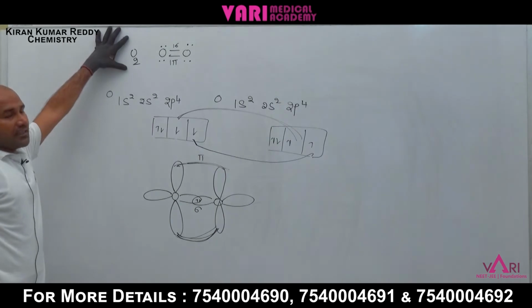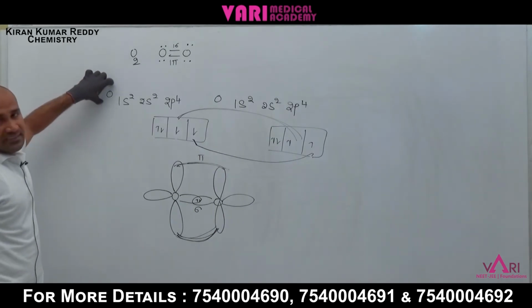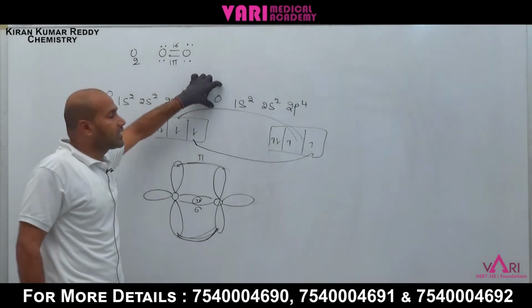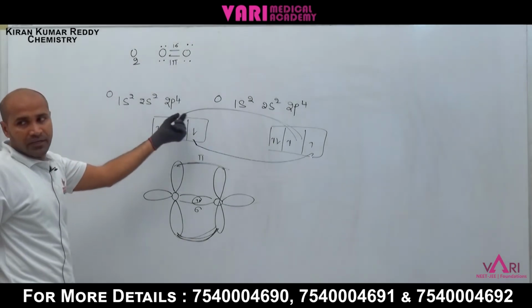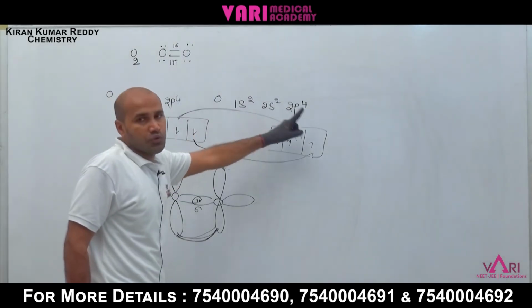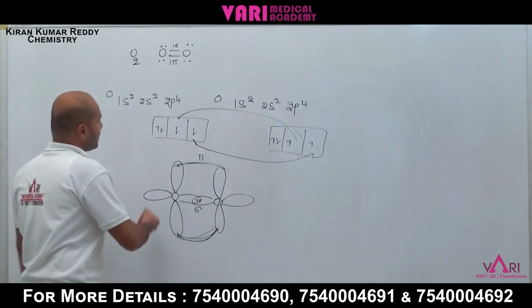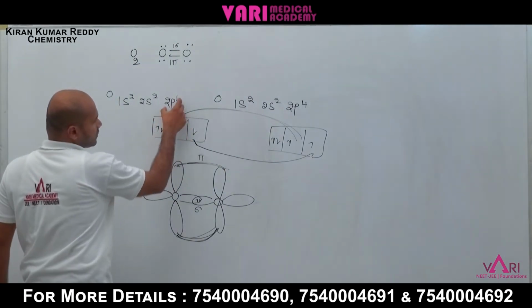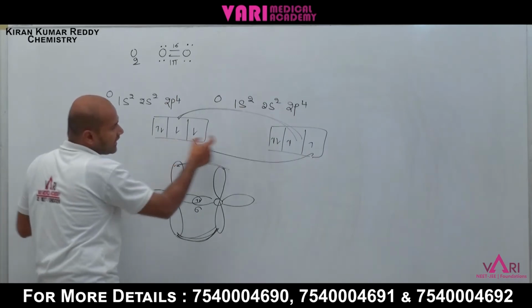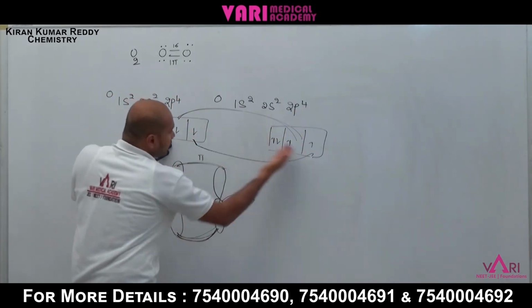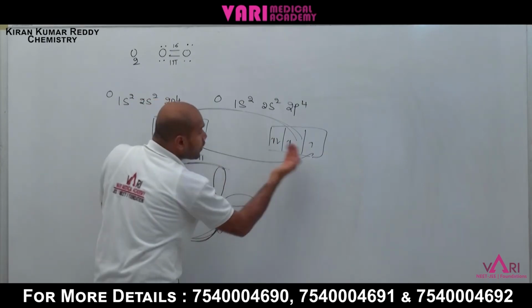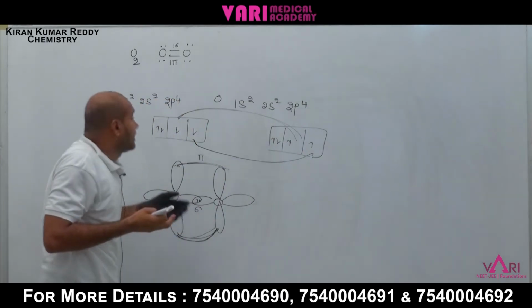In oxygen, I am taking one of the oxygens here. Here is another oxygen atom. The electronic configuration is 1s2, 2s2, 2p4. Here also 1s2, 2s2, 2p4. Next write 1, 2, 3, 4. This one 2p4 I am writing here. Here 2p4 means 1, 2, 3, 4. Now half-filled orbitals with opposite spin are overlapping.